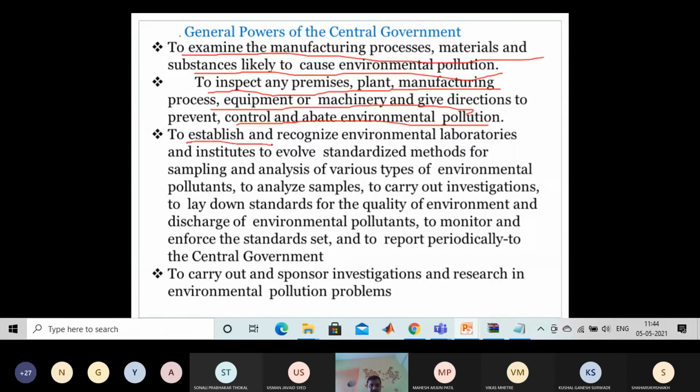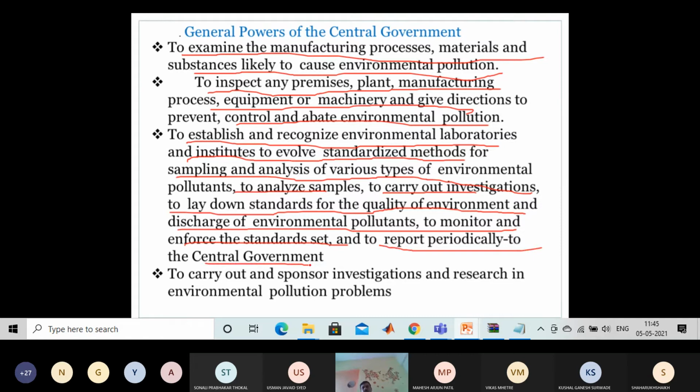The next is to establish and recognize environmental laboratories and institutes to evolve standardized methods for sampling and analysis of various types of environmental pollutants, to analyze samples, to carry out investigations, to lay down standards for the quality of environment and discharge of environmental pollutants, to monitor and enforce the standards set, and to report periodically to the central government.